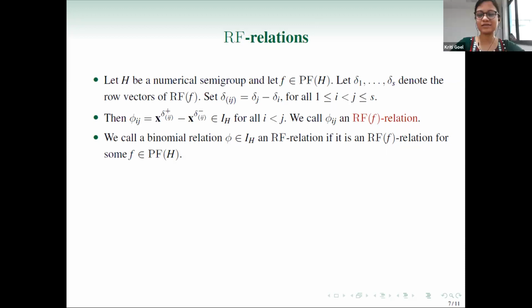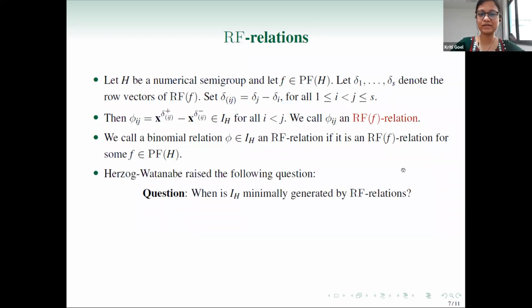So the next question, which was raised by Watanabe and Herzog, is: when can IH be minimally generated by these binomials, which we call RF relations? These elements are indeed elements of the defining ideal, but when do they become a minimal generating set for this defining ideal? Of course, they also proved it in certain cases, precisely when embedding dimension is equal to 3, and other cases when embedding dimension is 4, but the numerical semigroup has extra properties where it is either almost symmetric or pseudo-symmetric.